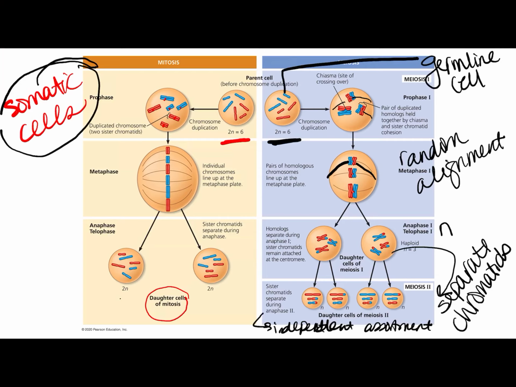So it's just important to distinguish between germline cells undergoing meiosis and somatic cells.